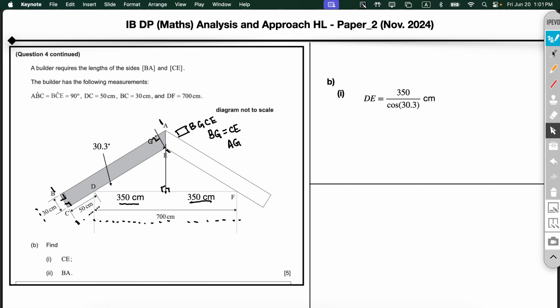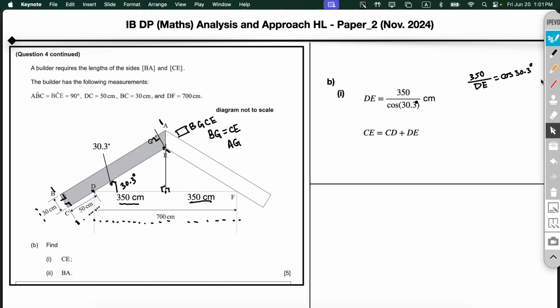To start with, we have found the angle here to be 30.3 degrees from the previous problem. And DE, from here till here, DE is 350 centimeters divided by cosine of 30.3 degrees, because 350 by DE is cosine 30.3 degrees. So if you want to find DE, you have to bring the cosine 30.3 degrees down.